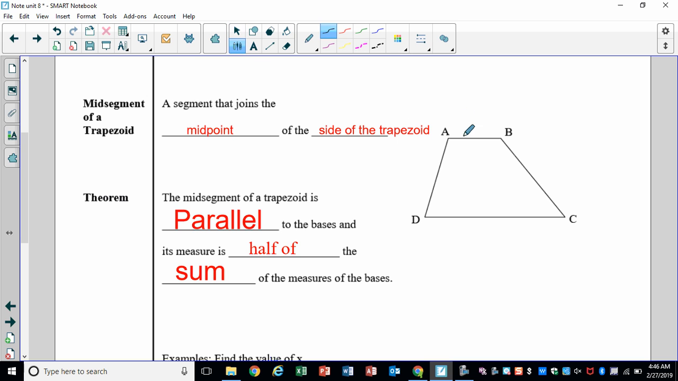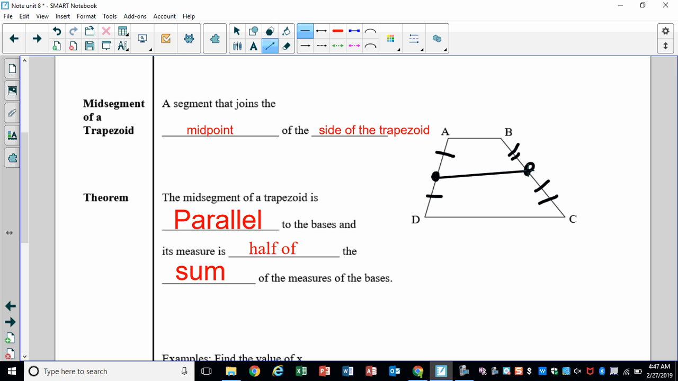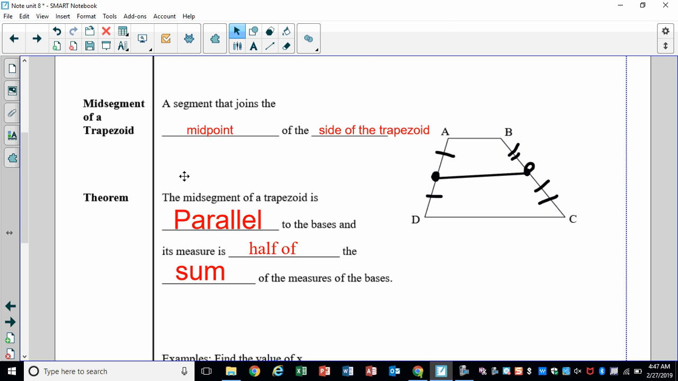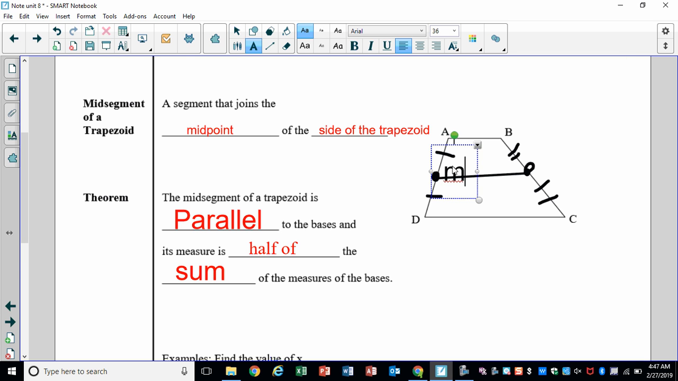What it means is, as long as I have a trapezoid, this is the midpoint of AD, that means it's going to cut it in half. And this is the midpoint of BC, that means this segment is going to be equal to this segment. So if I create a line connecting the two midpoints, this line that I just created is called the mid-segment, okay?